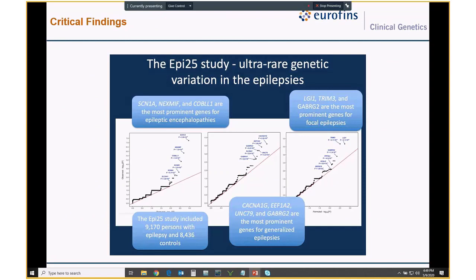These were the critical findings in the study, which the article beautifully summarized in a single slide for us. You had particular genes which are very prominently associated with epileptic encephalopathies. You have genes which are prominently associated with generalized epilepsies, and genes which are associated with focal epilepsies. So this is very succinct data from a huge pool.